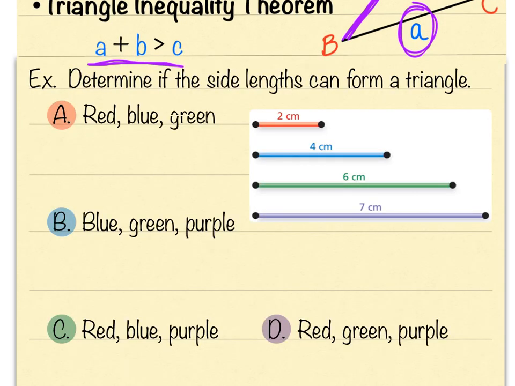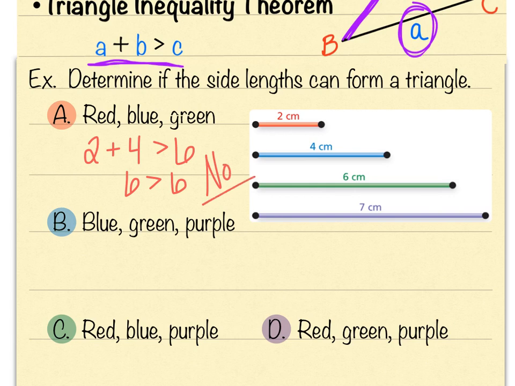All right, so let's apply this theorem using numbers here. It says determine if the side lengths can form a triangle. Can the red segment, the blue segment, and the green segment form a triangle? So the red and the blue segment are the two shorter sides here. So 2 plus the blue segment is 4. And so the two shorter sides have to add up to be larger than the long side. So the green side here is the long side. And so 2 plus 4 is 6. 6 has to be greater than 6. 6 is not greater than 6, so you would not be able to form a triangle with those same sides.